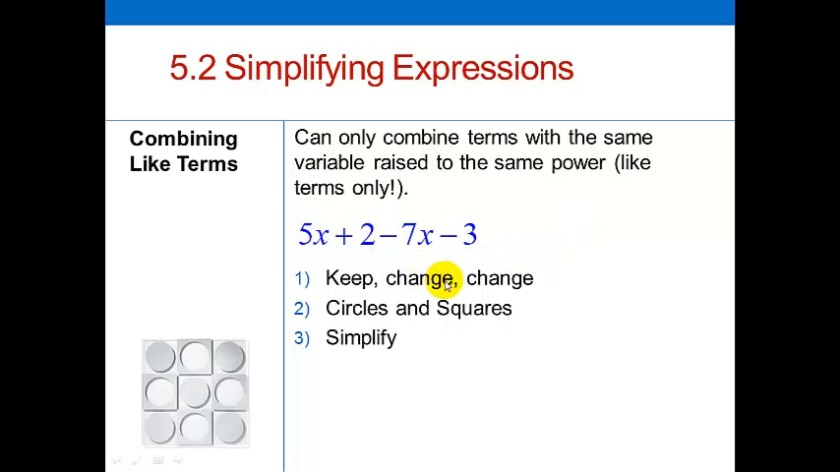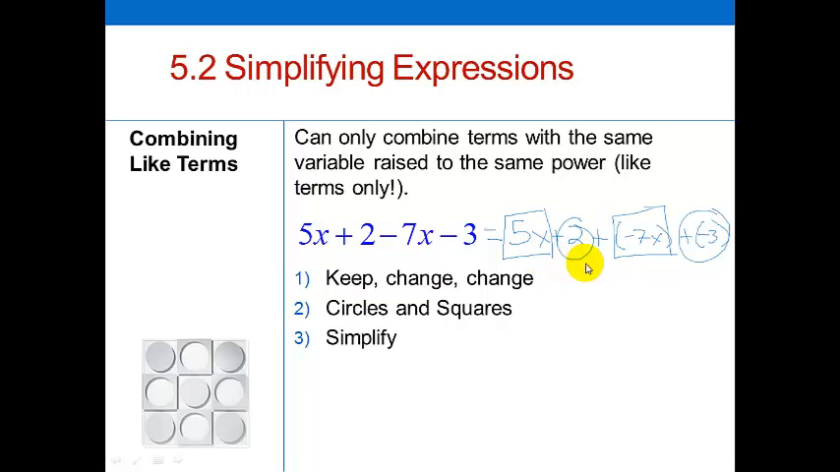So the first thing I'm going to do is keep, change, change. So I'm going to rewrite this as 5x plus 2 plus the opposite of positive 7 is negative 7x plus the opposite of positive 3 is negative 3. Okay, so I just did my keep, change, change, and I got rid of all the subtraction. And then I look for my circles and squares. So I'm going to go ahead and say, oh, they have the same outfit. They also have the same outfit. Squares here, circles here.